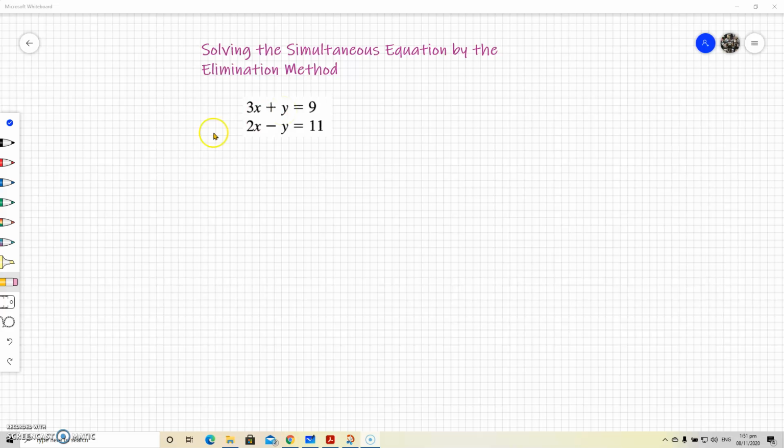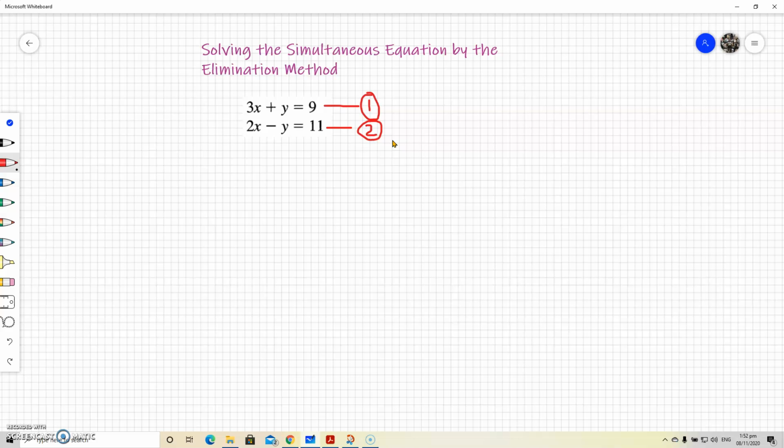Alright, now the first thing we're going to do is to label these two equations. So this is equation 1. Here, the second equation, we call it equation 2. We label this so that we have a reference.